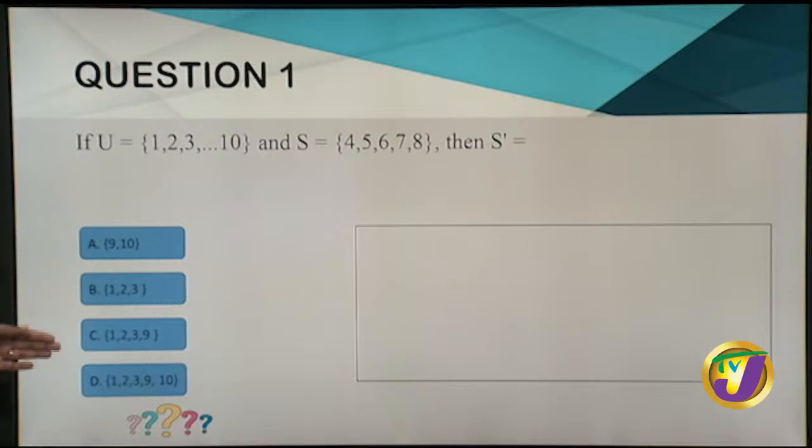But if we look at D, D has the answer, the set that contains all the missing elements from set S. And that's what complement is. D is the complement of set S. So we have 1, 2, 3, 9, and 10. Awesome.